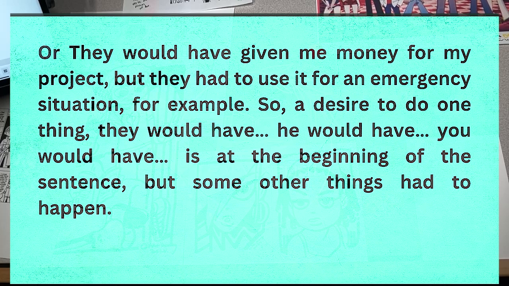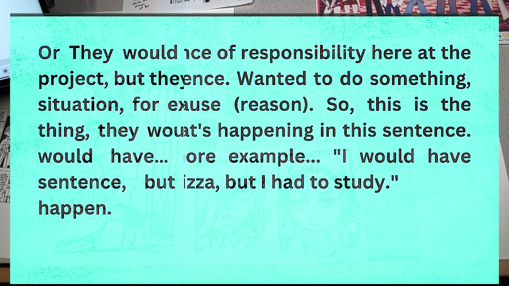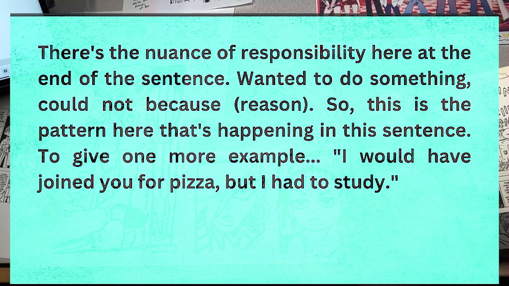So, a desire to do one thing, they would have, he would have, you would have, is at the beginning of the sentence. But some other things had to happen. There's the nuance of responsibility here at the end of the sentence. Wanted to do something, could not, because of a reason. This is the pattern that's happening in this sentence. To give one more example, I would have joined you for pizza, but I had to study.